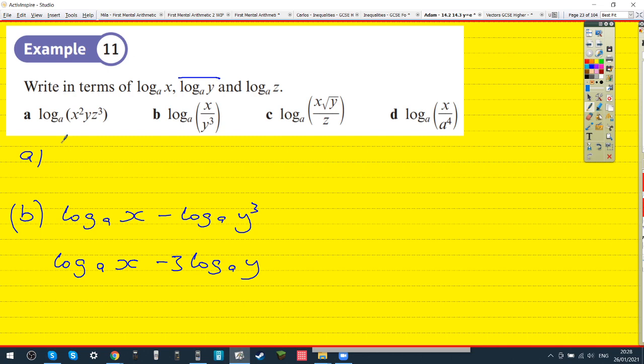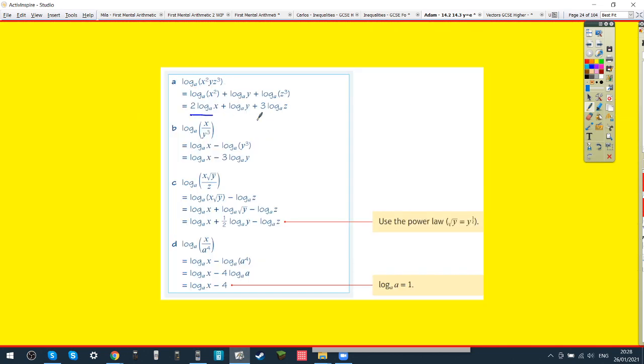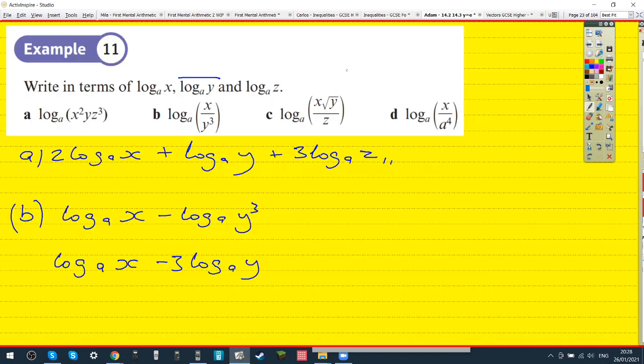Would it be 2 log ax plus log ay plus 3 log az? Yep. Let me just make sure. Yeah. So it's better to put the power at the front. Yep. Okay. C.